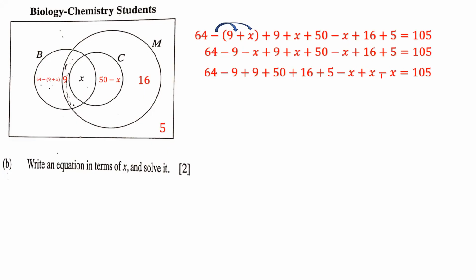And on this side, we're only concerned about the x. So negative x, positive x, negative x. That's what we're concerned about. Okay, now let's add up all of the numbers.